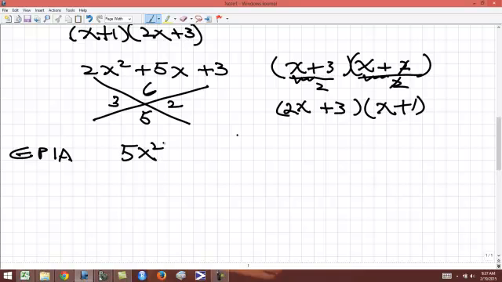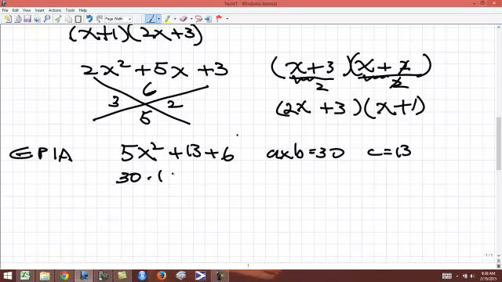5x squared plus 13x plus 6. Okay, a times b equals 30 and c equals 13. We're looking for factor pairs of 30 that combine to equal 13. Now, you guys are super smart here, so you probably got the answer already, but I'm just going to go through it methodically. 30 times 1 equals 30.